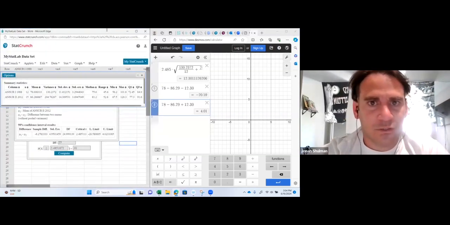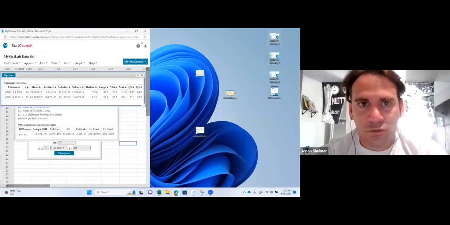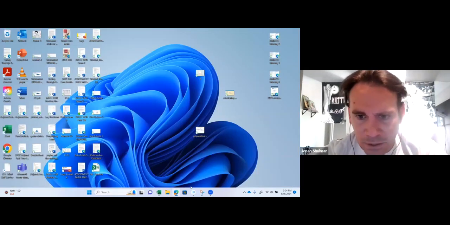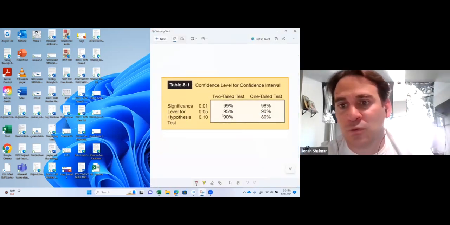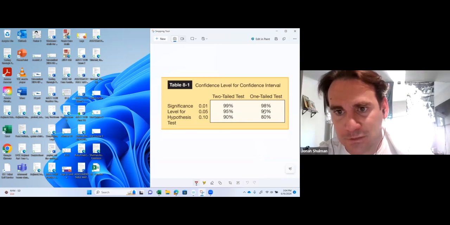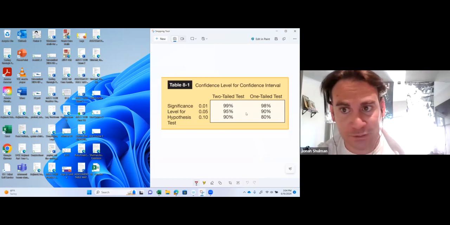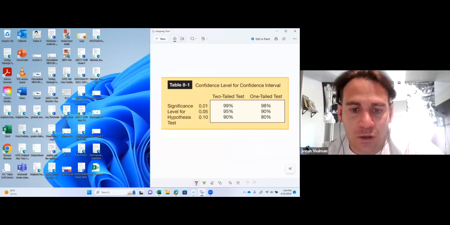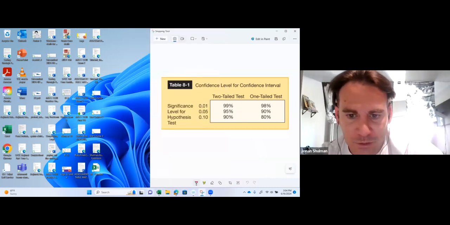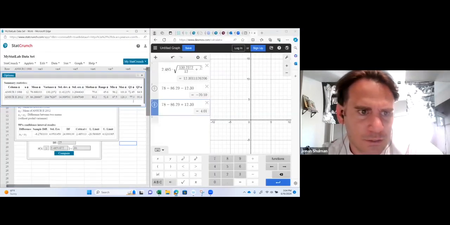So how do we get the confidence interval? Well, you have a choice, right? What's the choice? You can use this table. This table will tell you exactly how significant it is. Your other choice, if you don't like this table, what could you do? You can go into StatCrunch, right?